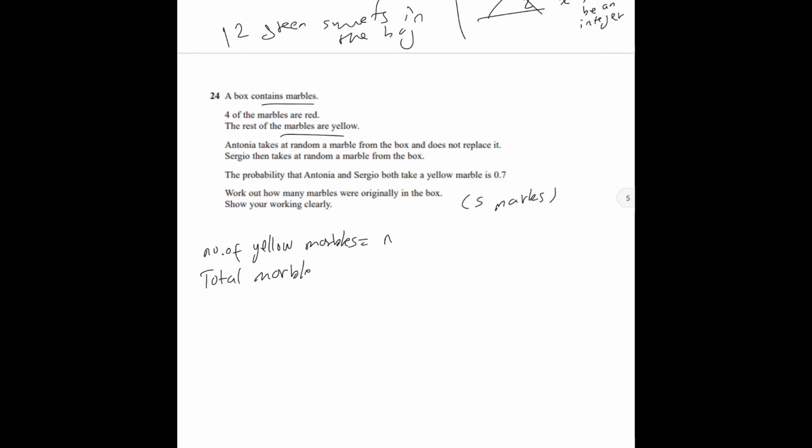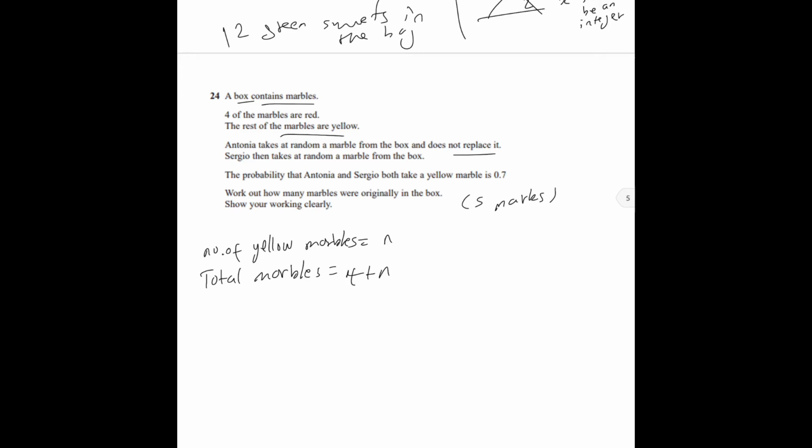The total marbles is 4 plus n, because we know the box contains marbles and they are either red marbles or yellow marbles, so nothing else is given. So the total marbles is 4 plus n. Now Antonia takes at random a marble from the box. Remember, when you see this word at random, it's following the same concept, guys. Antonia takes at random a marble from the box and does not replace it. So that means she doesn't put it back.